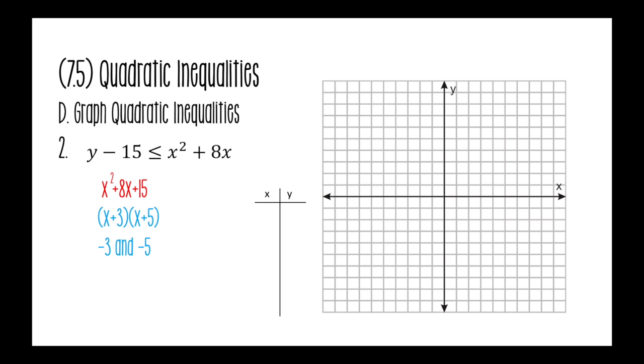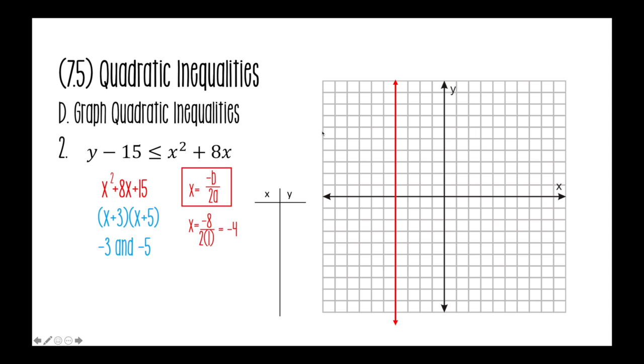Set each factor equal to 0, and I'm going to get solutions of -3 and -5. We'll come back to that part in a minute. Next, if I look at the axis of symmetry, it's the opposite of b, so -8 divided by 2 times 1. That's going to give me -4. So I can plot that and use that to figure out my vertex.